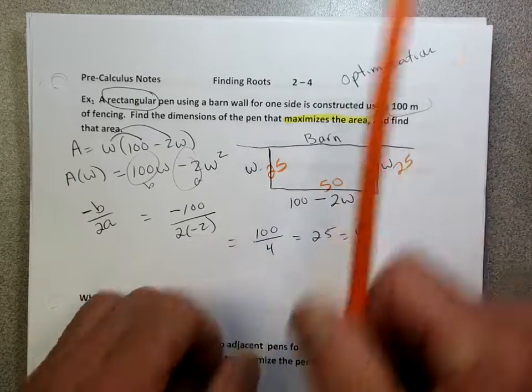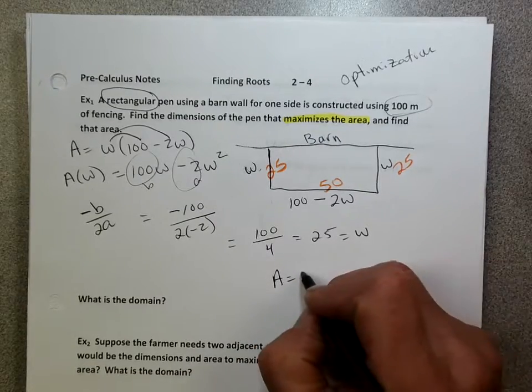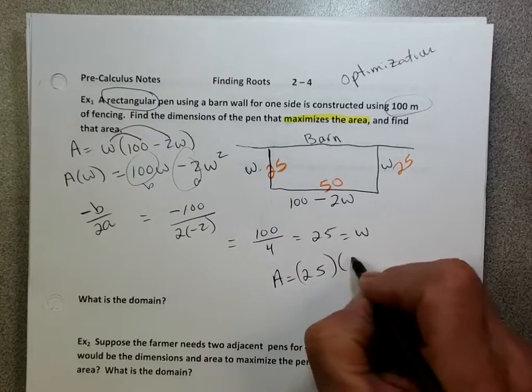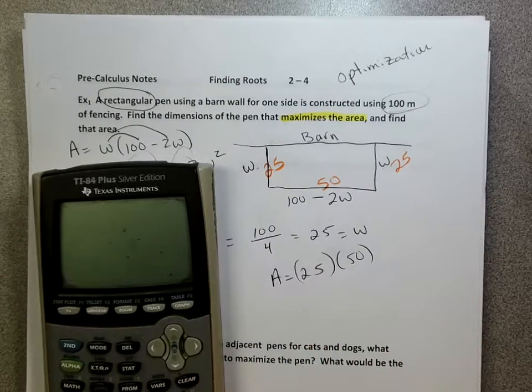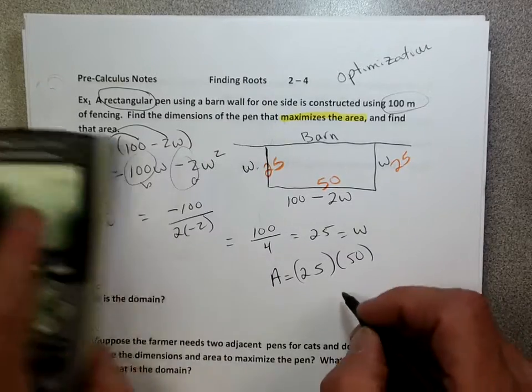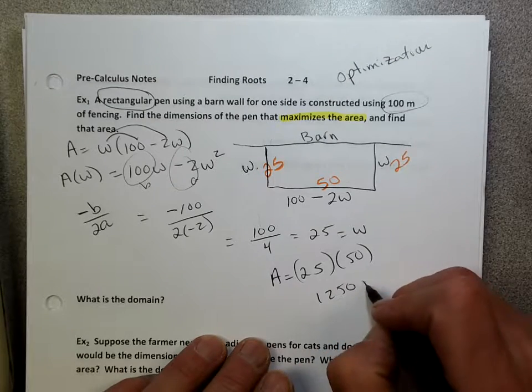So how big is this barn? What's the area? Well, if I wanted to find the area, then that's not too hard. It's just 25 times 50, right? How big is this barn? Well, let's find out. 25 times 50 is going to be 1,250, and that's in terms of meters squared.